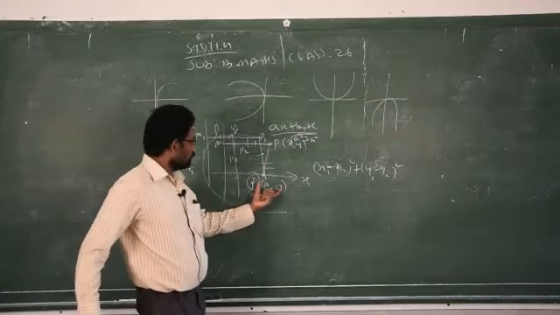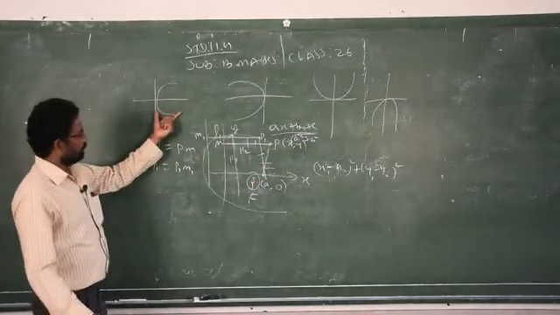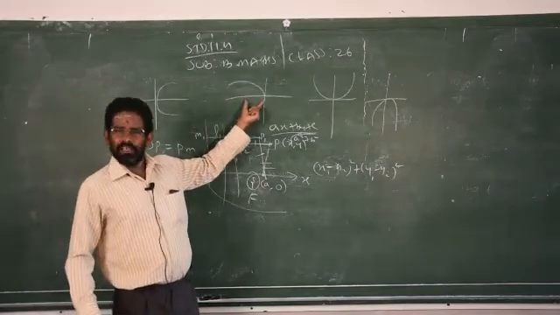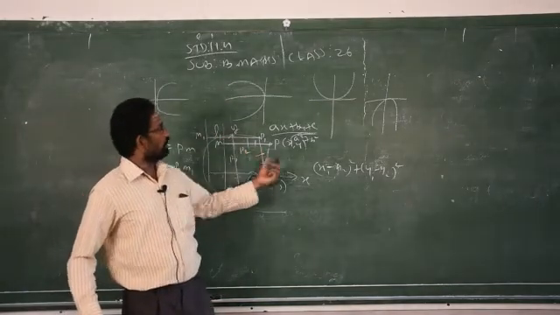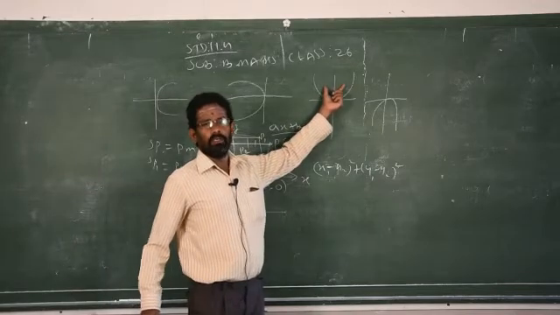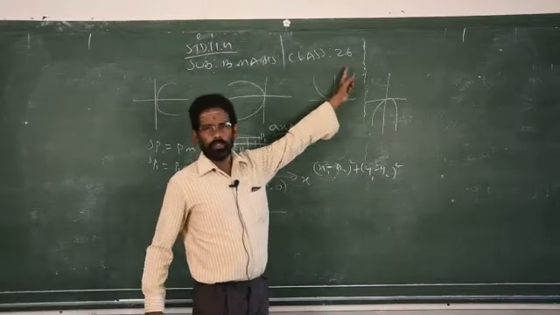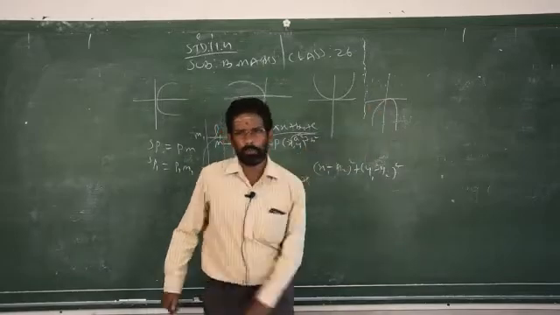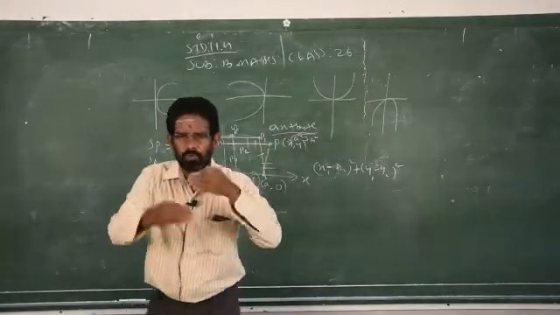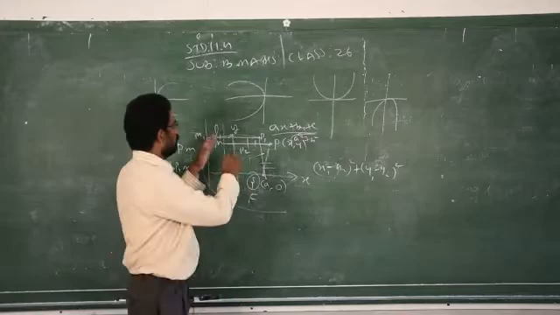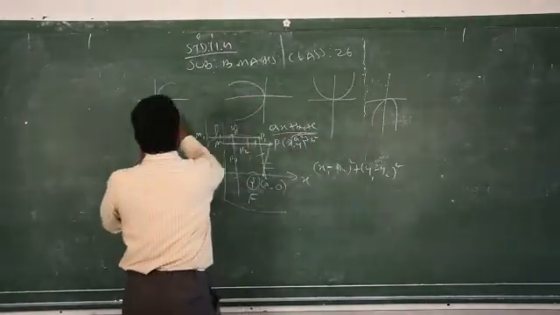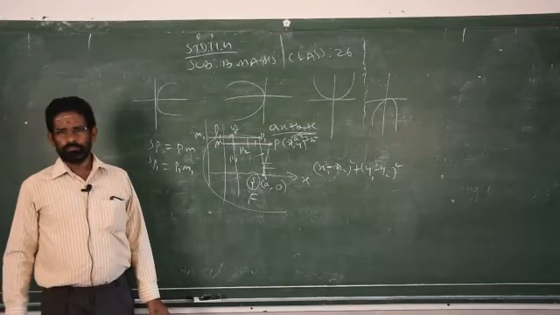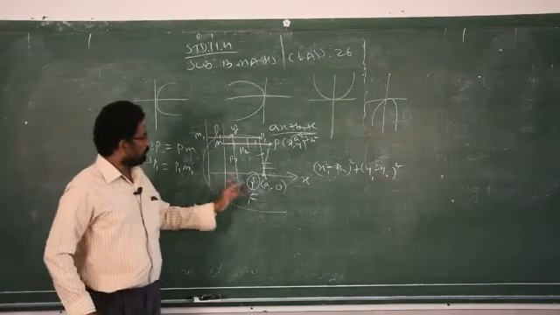If it is on the positive side, you will get the first diagram. When the focus is on the negative side, you will get the left side. When the focus is on the y-axis, you will get open upwards. When the focus is on the negative side of the y-axis, you will get open downwards. So depending upon the focus position, you will get any one of these four parabolas. Clear? So it depends upon the focus.